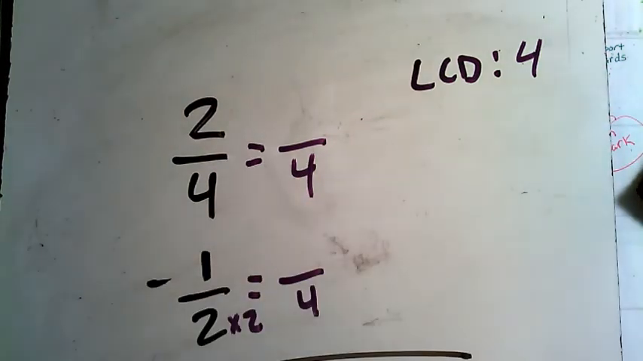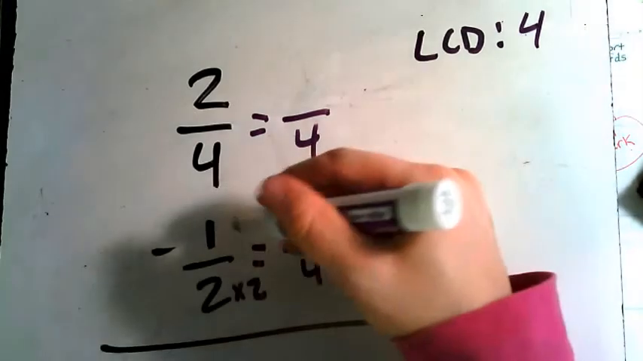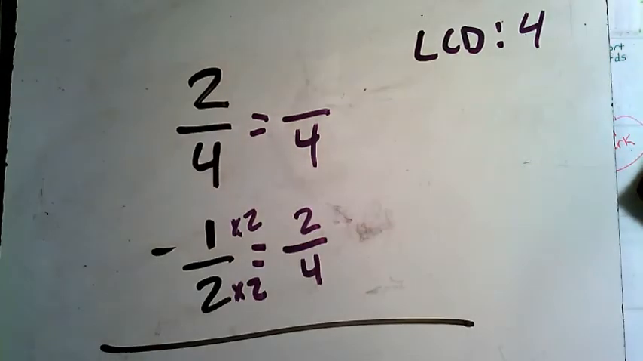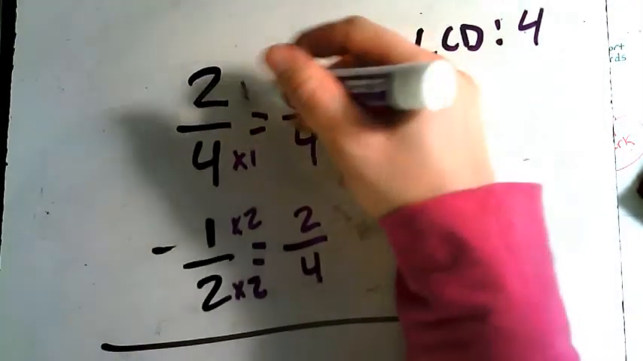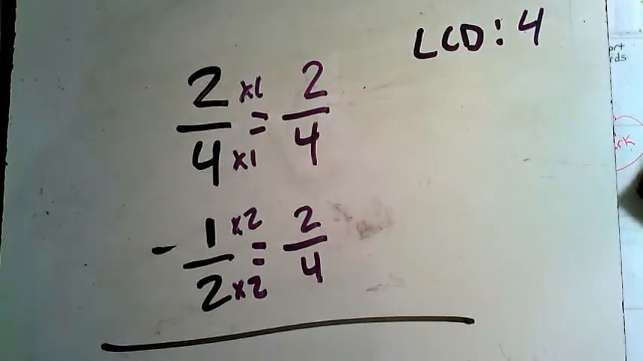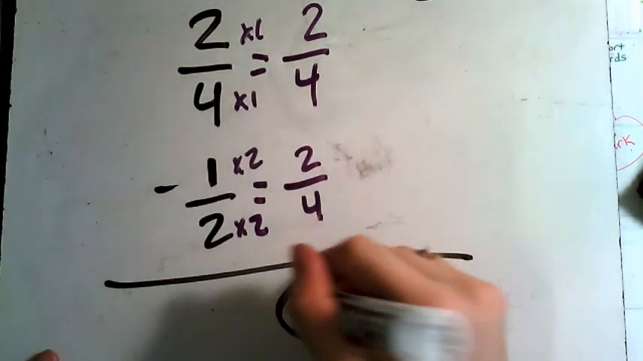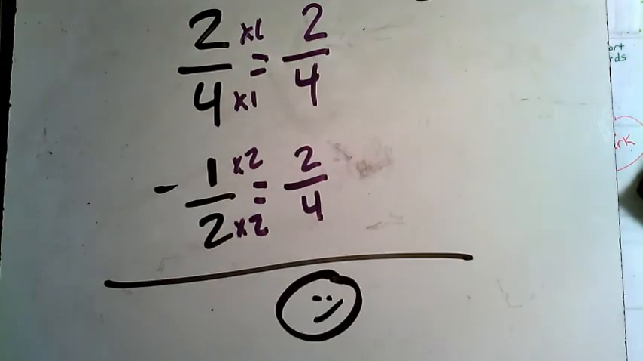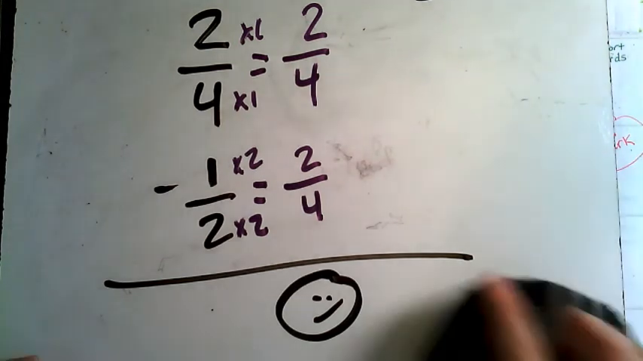2 times 2 equals 4. What I do to the bottom, I must do to the top. That becomes 2/4. I didn't change this fraction, so it stays 2/4. Well, that's easy for us. 2/4 minus 2/4 is a big fat goose egg, a 0. So that was easy peasy, lemon squeezy. We like them like that. Okay?